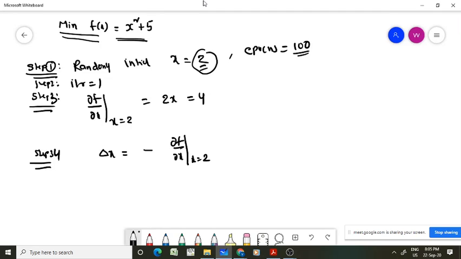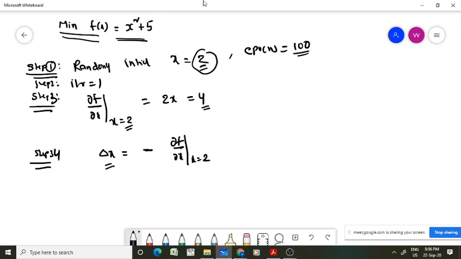Then can anyone tell why I am taking the negative sign here? Because slope is positive. Right. See, initially when we are at the x equal to 2 point, the slope is positive. Now I want to update the position of the new point toward the negative slope side. So if it is positive, then we have to move toward the negative slope side. If it is negative, then we have to move to the positive slope side. That's why I am taking the negative sign here. I think you understood why I'm taking negative.